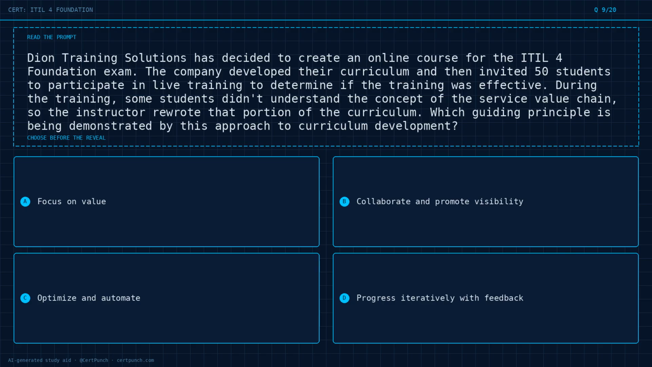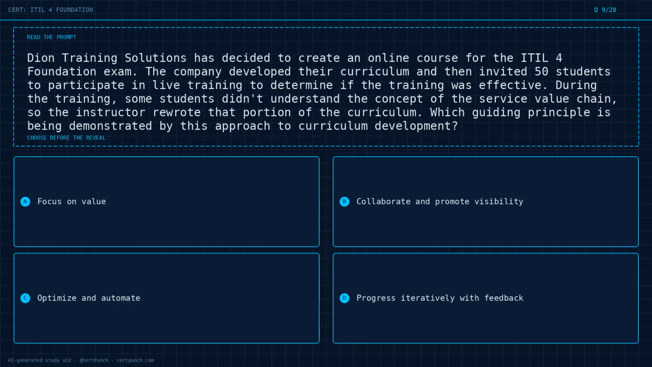Question 9 of 20. Dion Training Solutions has decided to create an online course for the ITIL 4 Foundation exam. The company developed their curriculum and then invited 50 students to participate in live training to determine if the training was effective. During the training, some students didn't understand the concept of the service value chain, so the instructor rewrote that portion of the curriculum. Which guiding principle is being demonstrated by this approach to curriculum development?